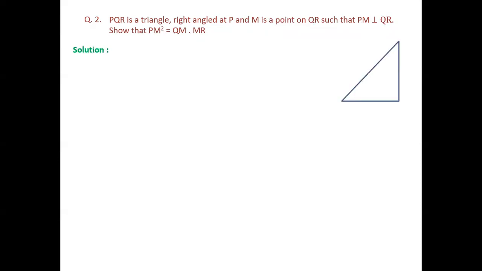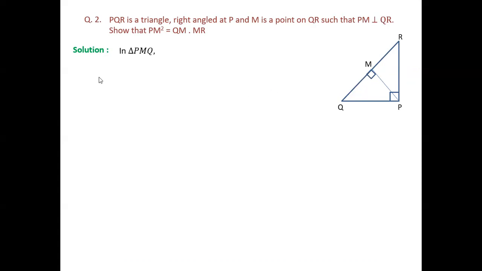This is a right angled triangle. It's right angled at P, so we write P here. Then we write Q, and here R. It's a right angle, so 90 degrees here. Now, PM is perpendicular to QR. QR is here. We have to draw from P on M, perpendicular. So let us draw this perpendicular. Name it as M. And this is 90 degrees. So PM is perpendicular to QR.